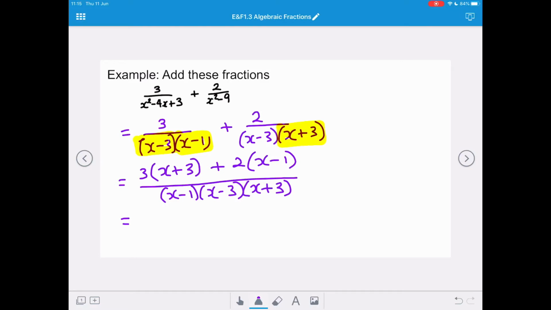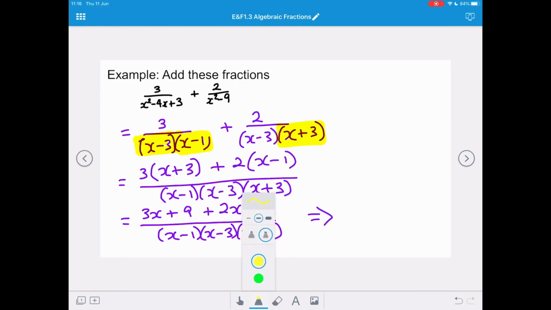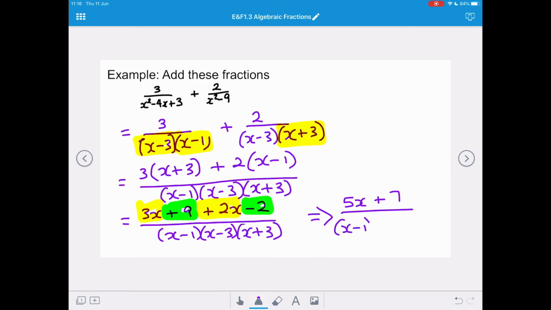Now we're going to expand those brackets. So we're going to get 3x plus 9 plus 2x minus 2, and that's all over x minus 1 upon x minus 3 upon x plus 3. Then we're going to look to simplify, collecting our like terms. Our x terms are 3x and plus 2x, and our constant terms are plus 9 and take away 2. So our final answer is going to be 3x plus 2x gives us 5x plus 7 all over x take away 1 upon x minus 3 upon x plus 3.